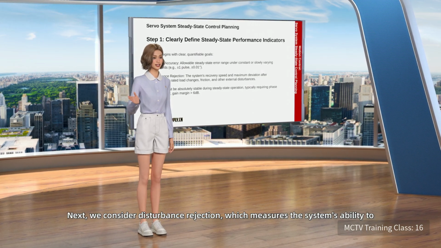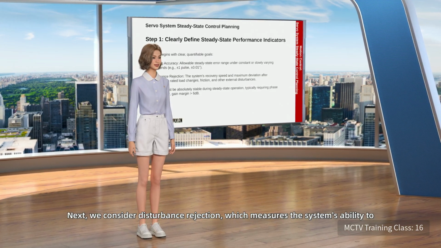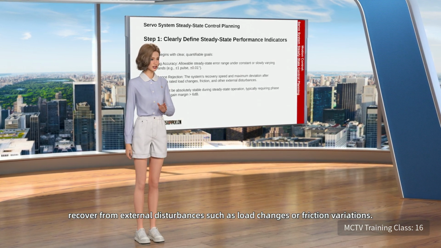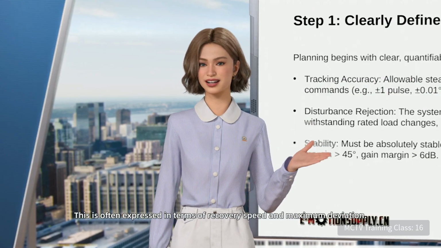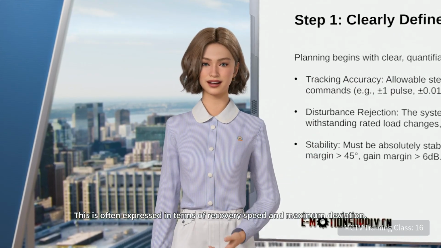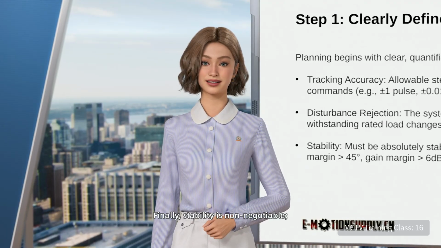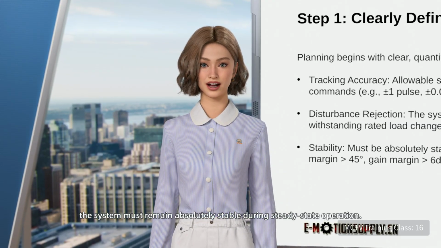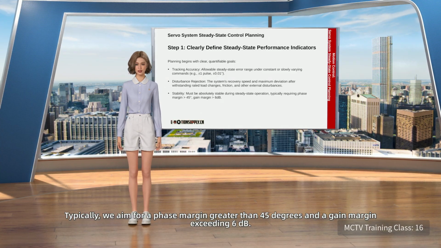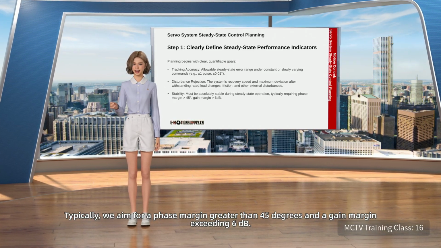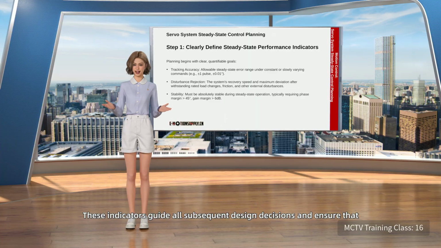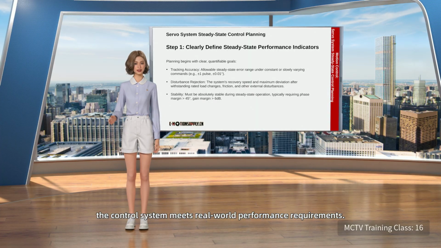Next, we consider disturbance rejection, which measures the system's ability to recover from external disturbances such as load changes or friction variations. This is often expressed in terms of recovery speed and maximum deviation. Finally, stability is non-negotiable. The system must remain absolutely stable during steady-state operation. Typically, we aim for a phase margin greater than 45 degrees and a gain margin exceeding 6 dB. These indicators guide all subsequent design decisions and ensure that the control system meets real-world performance requirements.